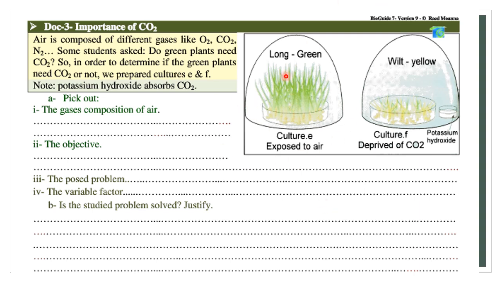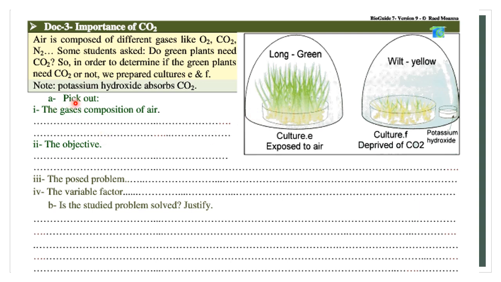Here, this is culture E, where the plant is exposed to air. So the result here, the plant is long and green. While in culture F, where the plant is deprived of CO2, the plant wilts and becomes yellow. Here we have potassium hydroxide. What's the role of potassium hydroxide? Potassium hydroxide absorbs CO2. So when we have potassium hydroxide in any medium, this medium will be deprived of CO2, because potassium hydroxide absorbs the carbon dioxide from the air.